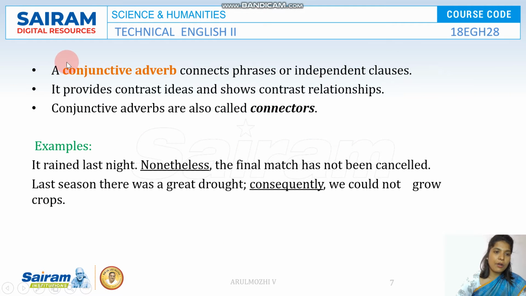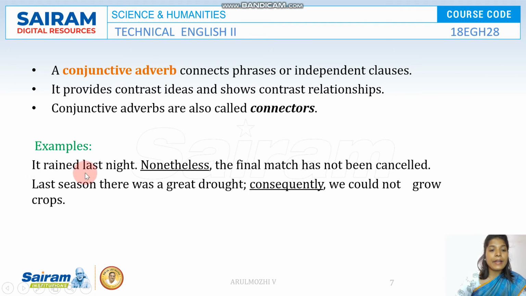We have something called a conjunctive adverb. What is this conjunctive adverb? It acts as a connector or conjunction in a sentence. It connects a phrase or an independent clause. It provides contrasting ideas and shows the contrast relationship between the ideas. That's why it is called a conjunctive adverb.